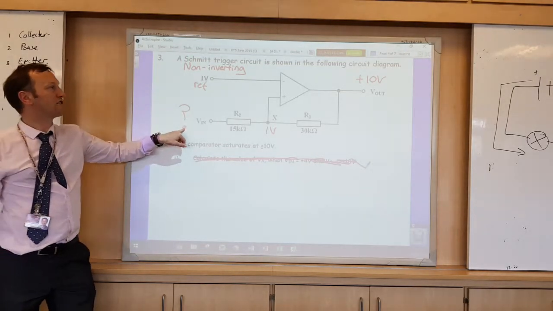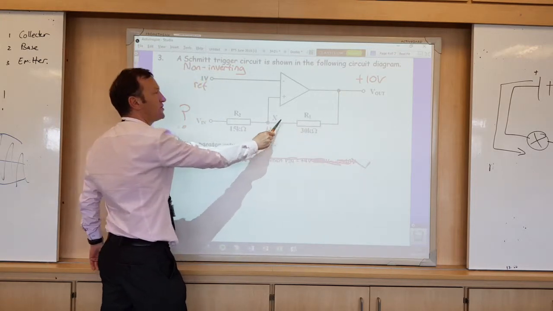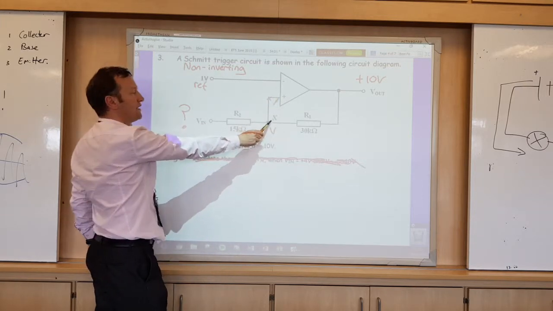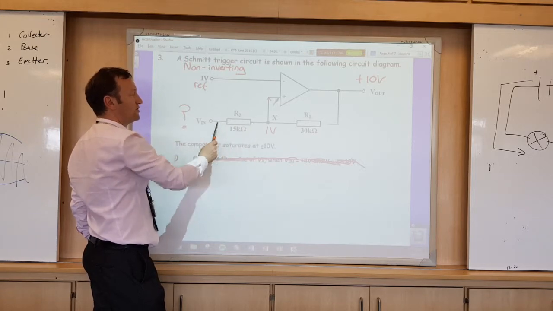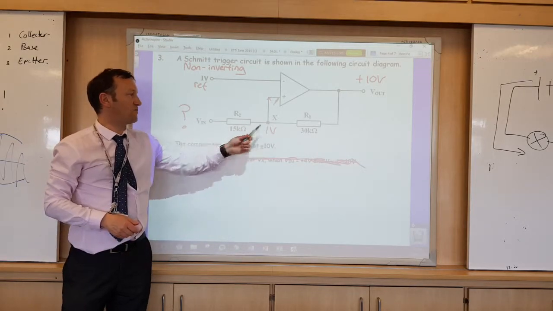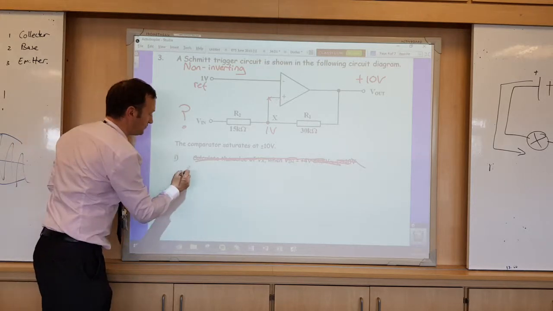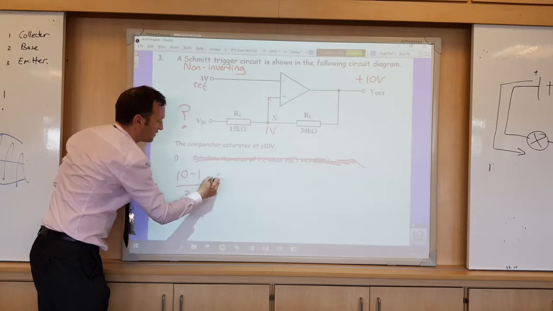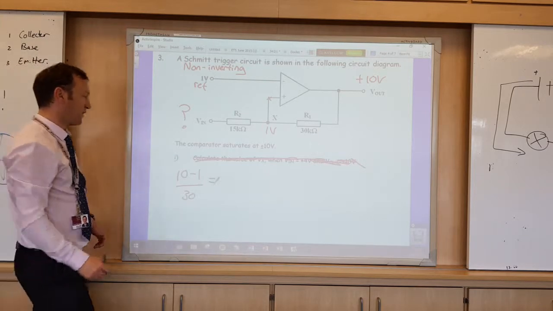So we need to find out, first of all, the current through this resistor, which we can do using Ohm's law. Then we can assume, because no current flows through that, that the same current flows through this resistor, so we can use Ohm's law again to work out the voltage across this resistor. Once we know that, we can take it away from 1 and you'll get the voltage there. So we do 10 minus 1 to get the voltage across that resistor, divided by 30, which equals 0.3 milliamp.